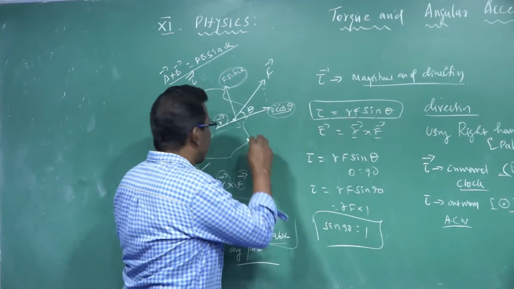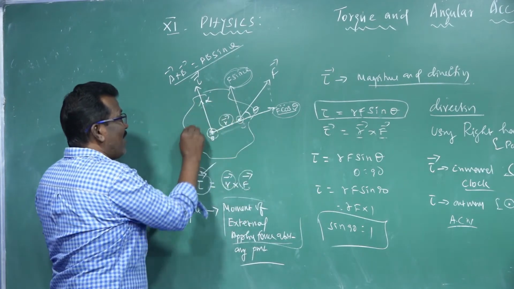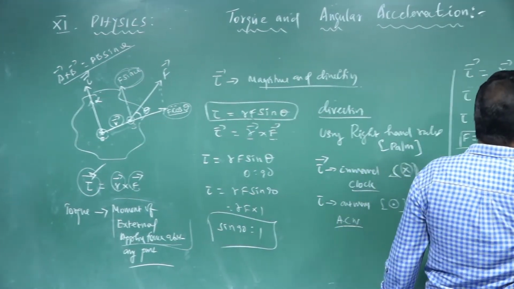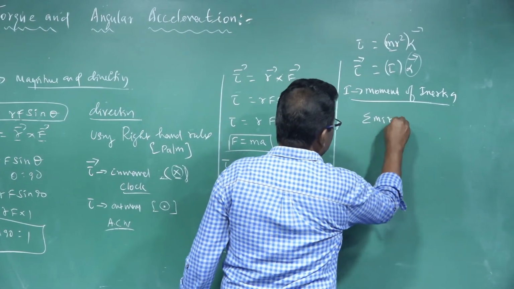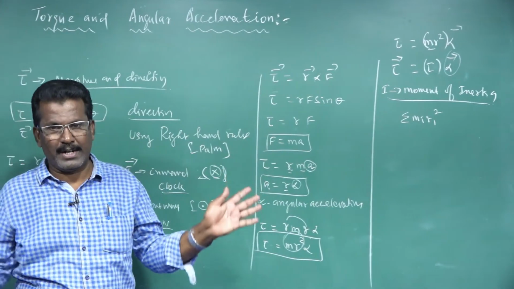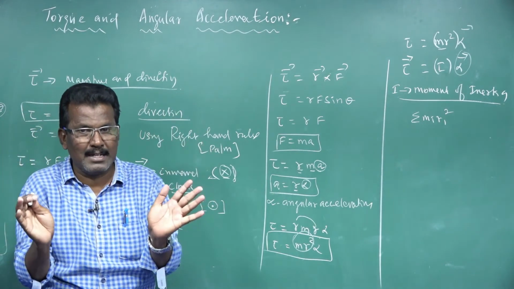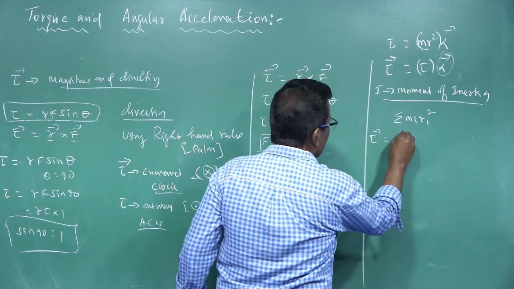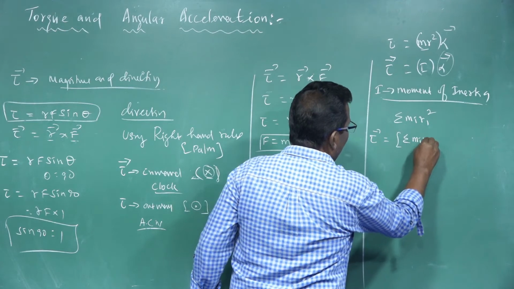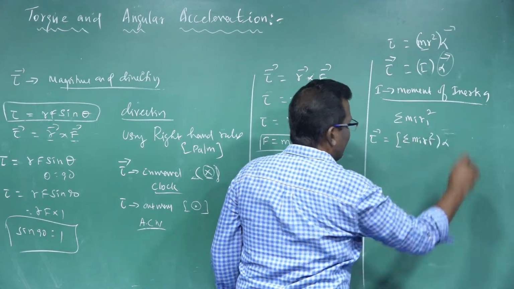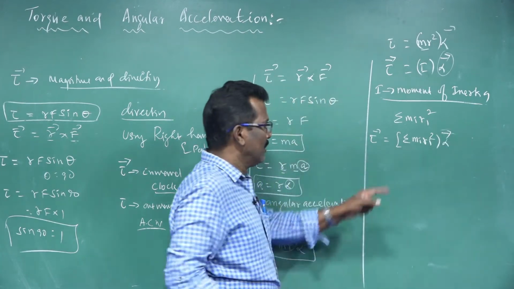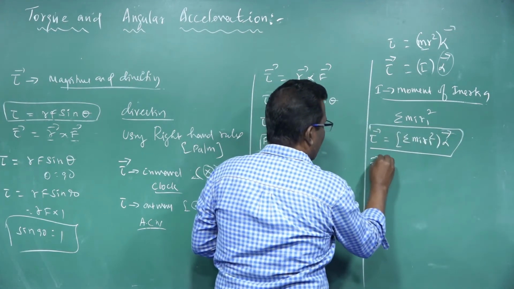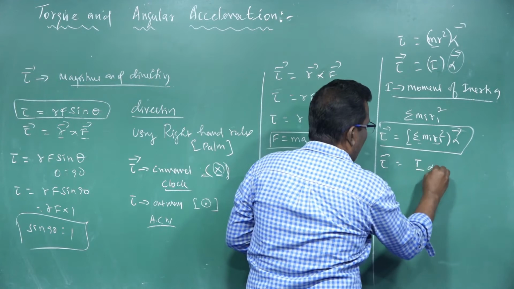This is in the case of a particular point of mass. But the body consists of n number of particles. So it can be written as m i r i square, the summation over all particles, not a single particle but n number of particles. So we can write the torque tau is equal to the summation of m i r i square into alpha. So the torque tau is equal to I alpha.